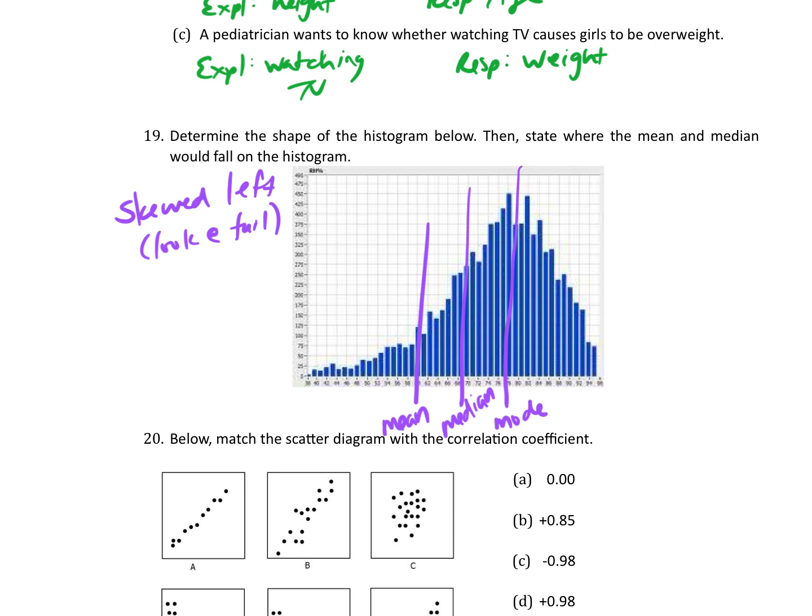So, when we did this, you have to know, based off of skewness, what order left to right mean, median, mode fall in. Do y'all remember that now?